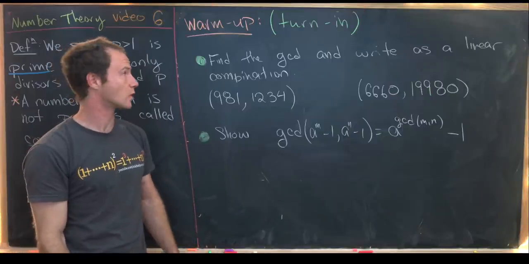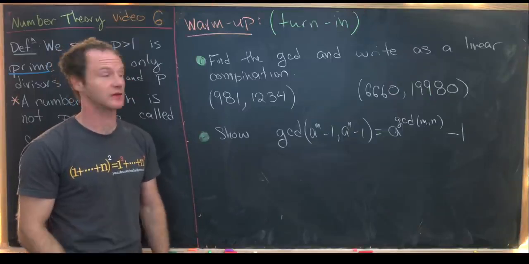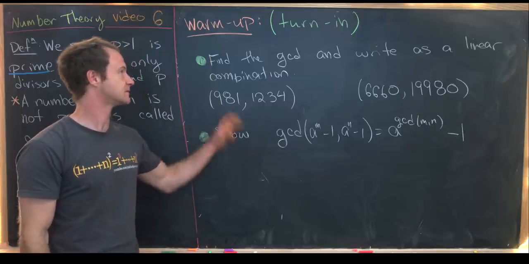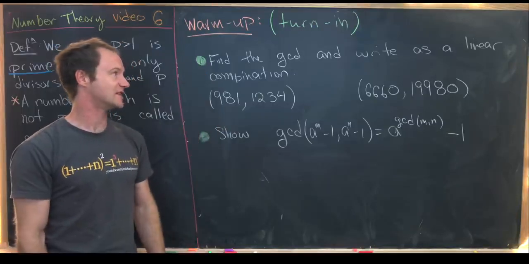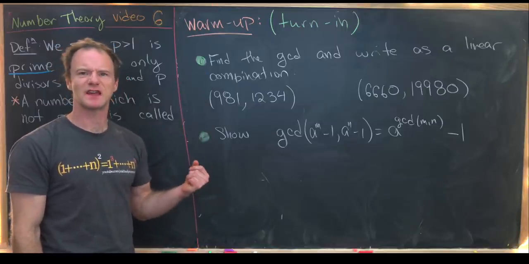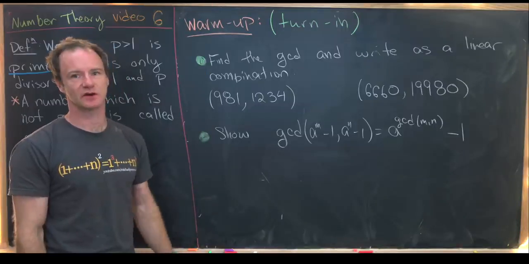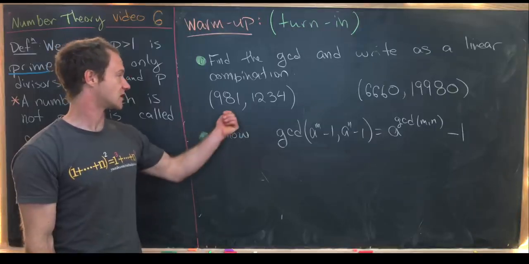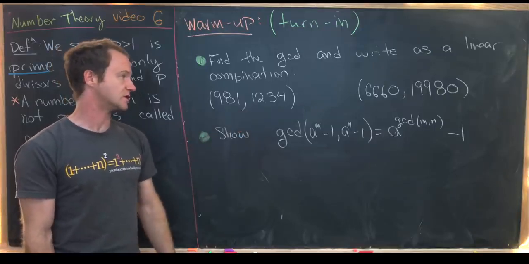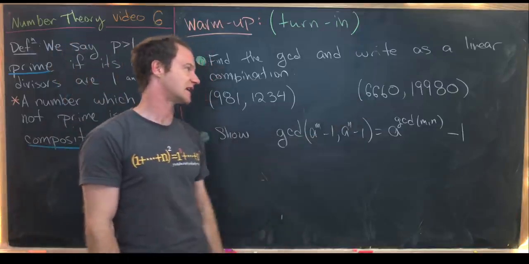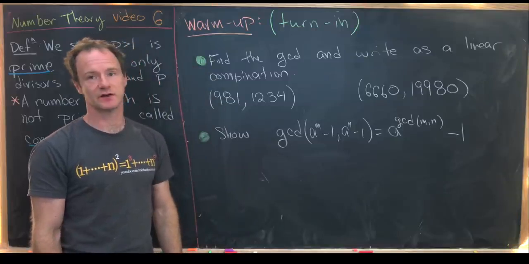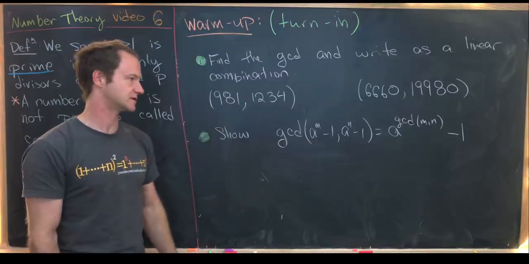So here are some warm-up problems to try involving the Euclidean algorithm and the GCD. Turn these in if you're in my class. The first is to find the GCD of a pair of numbers and then write that GCD as a linear combination like we did in our example. The two pairs are 981 and 1234, and 6,660 and 19,980. So you'll do that for each of those.